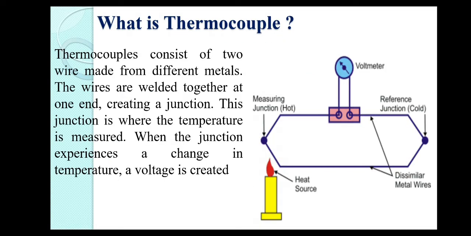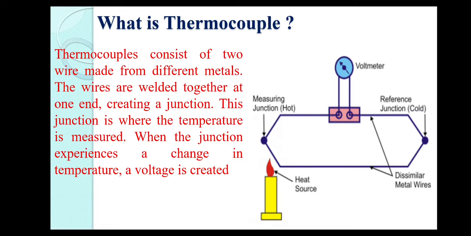For temperature measurement, there are several instruments available in the market, like RTD, thermistor, thermometer and thermocouple. Today we will see what a thermocouple is. A thermocouple consists of two wires made from different metals. The wires are welded together at one end, creating a junction. This junction is where the temperature is measured. When the junction experiences a change in temperature, a voltage is created.